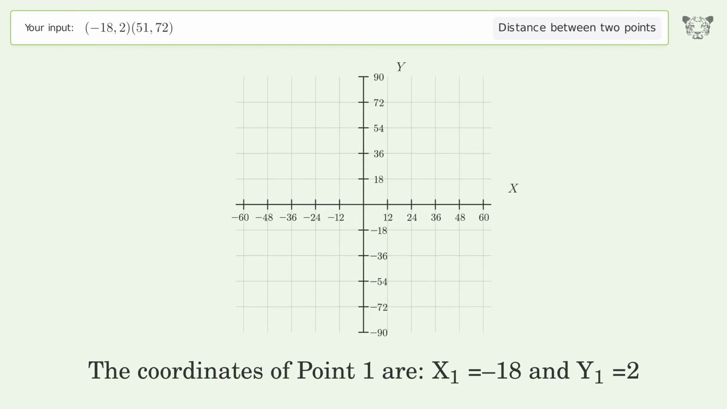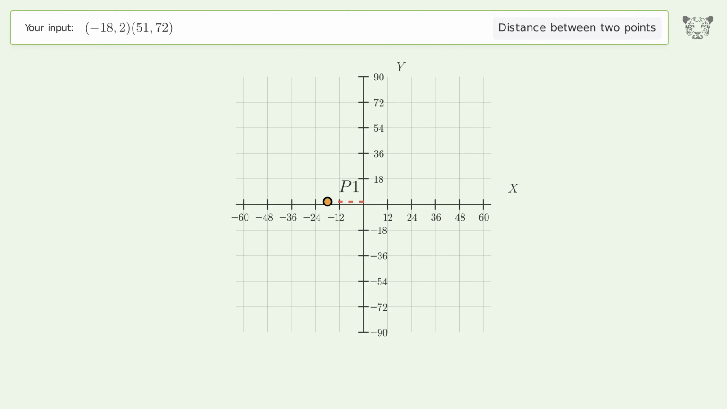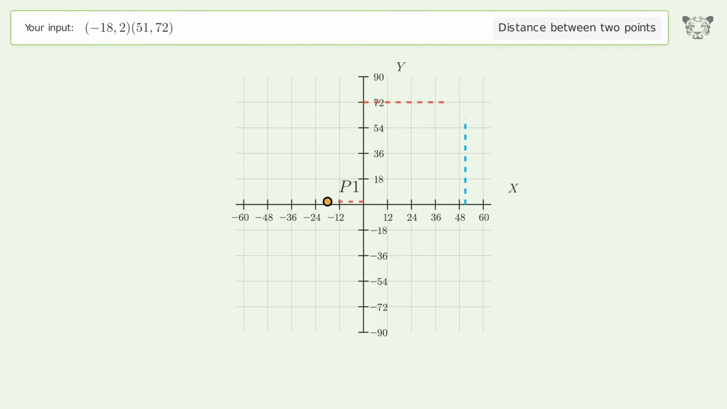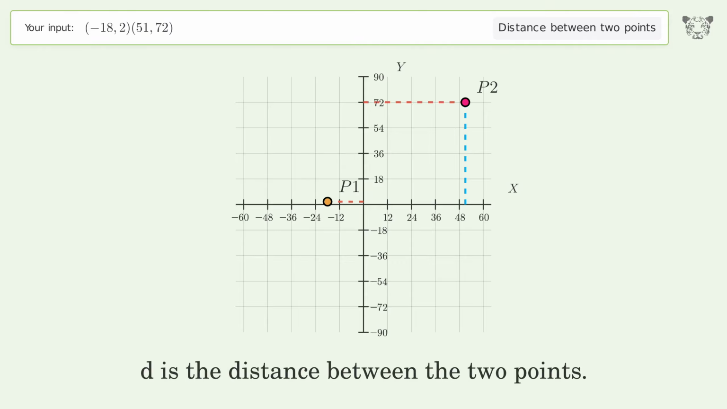The coordinates of point 1 are x1 equals -18 and y1 equals 2. The coordinates of point 2 are x2 equals 51 and y2 equals 72. D is the distance between the 2 points.